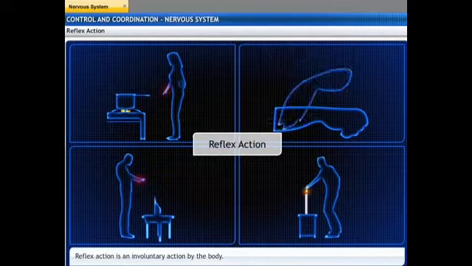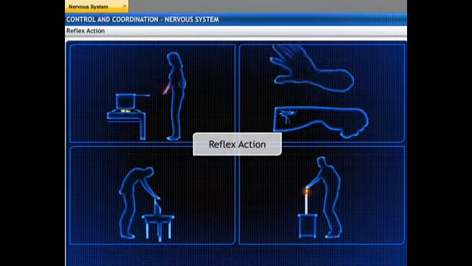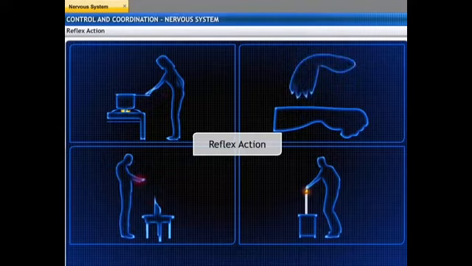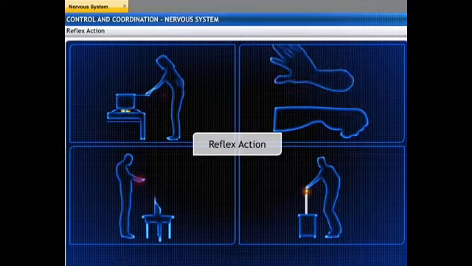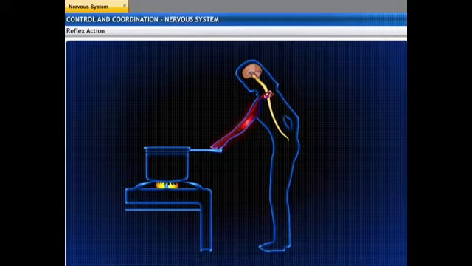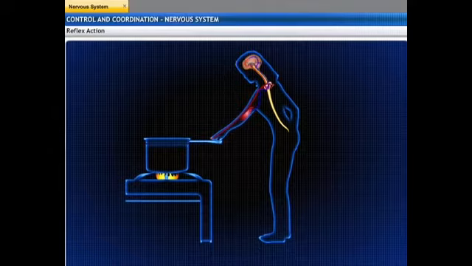So what are these reflex actions? It is an involuntary action by the body. The body ultimately does not know, but later on it comes to know. These are the various actions that we perform in our day-to-day life. Let us understand it in much detail. Whenever we touch a hot object, we immediately withdraw our hand. This withdrawing of the hand is said to be the reflex action.